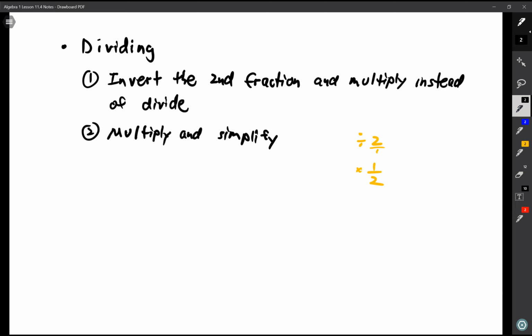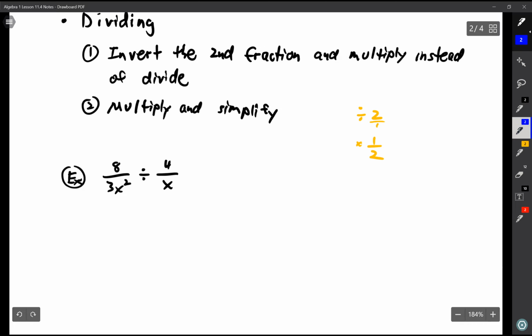All right, so what do we do first? We invert and multiply. So we rewrite this as 8 over 3x squared times x over 4. So instead of divided by 4 over x, we multiply by x over 4. And now we just look for what simplifies. Well, let's see. 8 divided by 4 is 2. You know what? I am not going to write it like that, because I don't want to clutter up what I did for that first step. So this is the same thing as 8x over 12x squared.